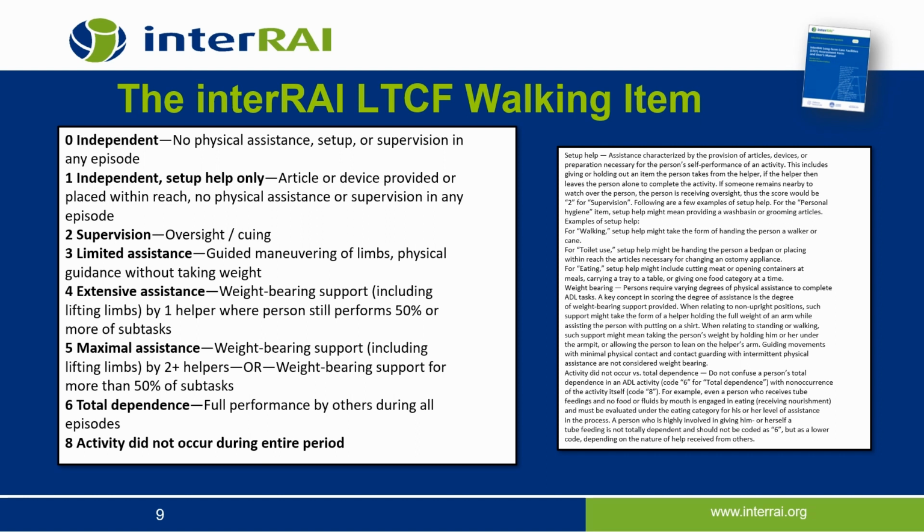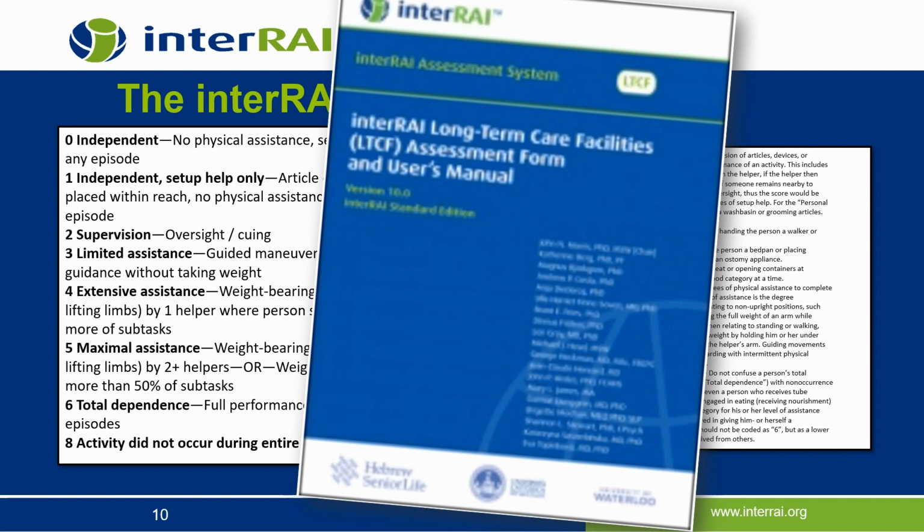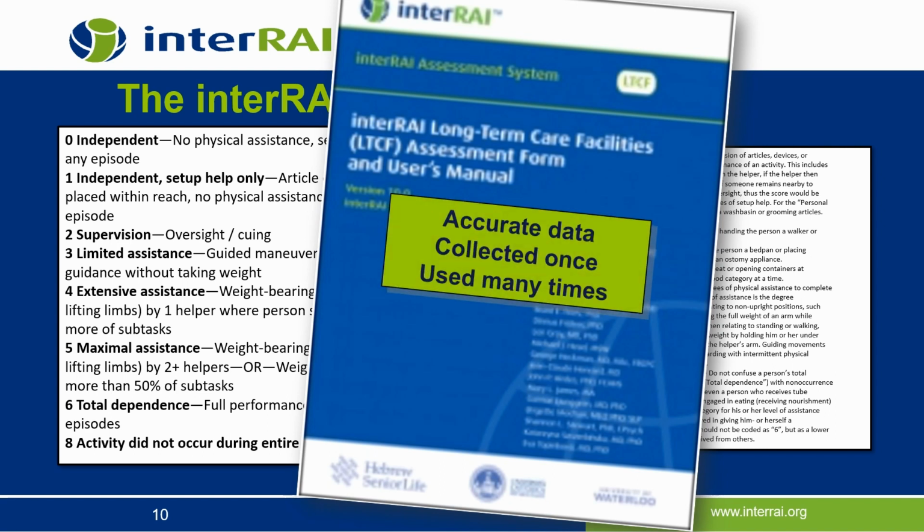And beyond what's in the actual form or on a screen, there is a detailed explanation in a manual that supports those definitions that you see on the left. So the whole process has resulted in inter-rai items becoming very robust, reliable, and valid from a psychometric point of view. And if not to state the obvious, inter-rai systems include accurate data, which is collected once and used many times.